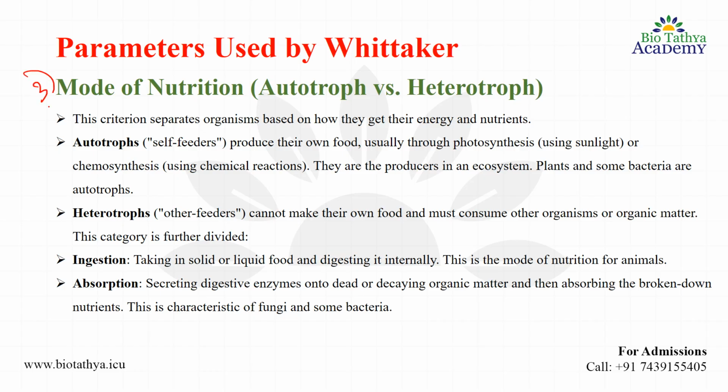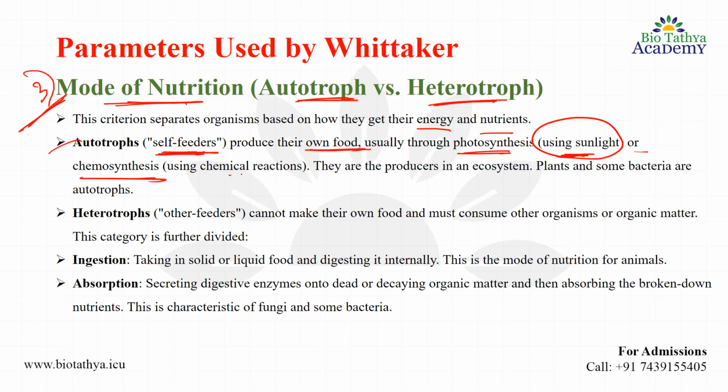The third one is another important one, that is the mode of nutrition. It can be either autotroph or heterotroph. This criterion separates organisms based on how they get their energy and nutrients. Autotrophs are considered self-feeders. So self-feeders, they can produce their own food, usually through photosynthesis. If they are using sunlight, then it is photosynthesis, or chemosynthesis if they are using chemical reactions. So it can be either photosynthesis, photo means light, sunlight, and chemo means chemical reactions.